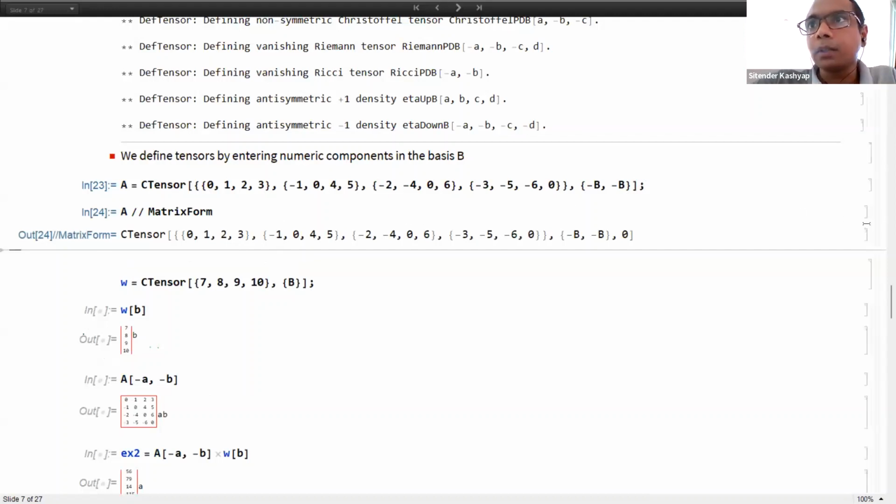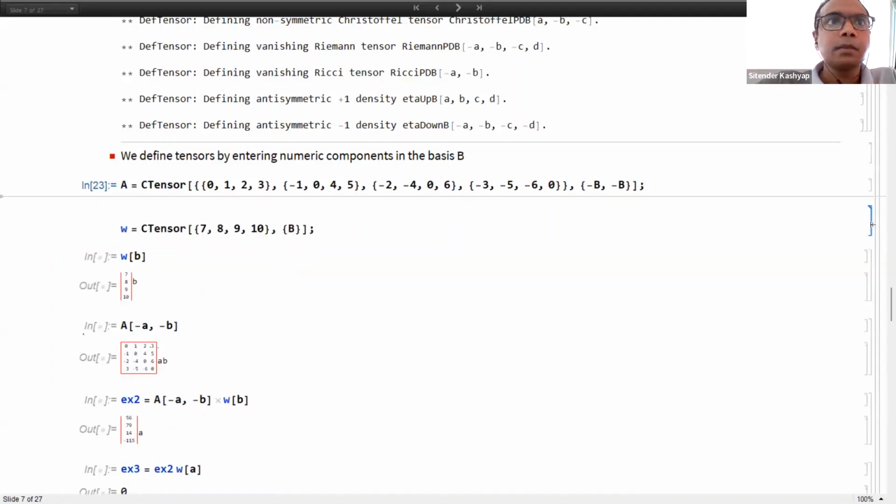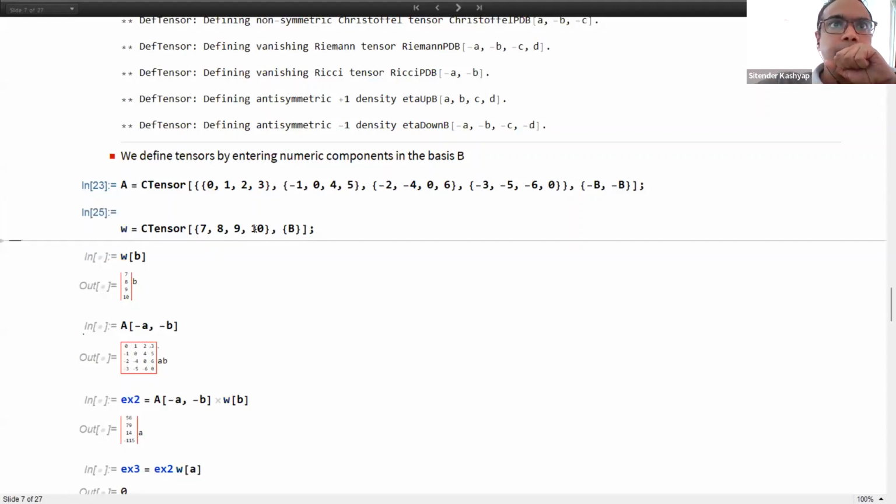Anyways, never mind. It's a 2 cross 2 matrix essentially, which we'll see below. And then let's define W with B. So notice here, first we have entered all the components that we want, and then we specify that it is covariant or contravariant by making in the last two entries whether it is plus B or minus B. So here it is minus B and minus B, which means it's a covariant second rank tensor.